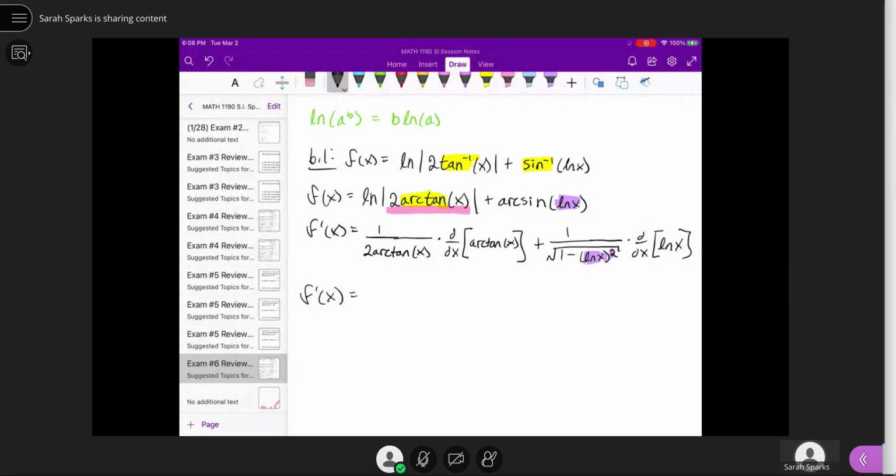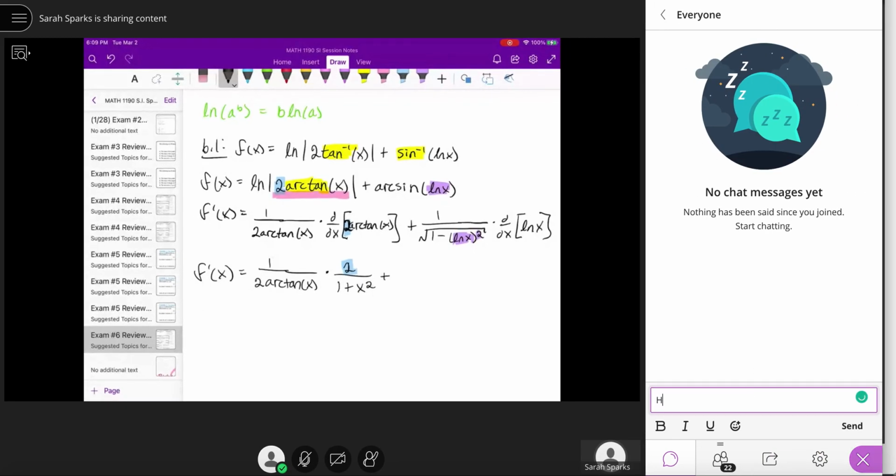So now we have to take the derivative of our arctangent, which is one of the easier ones to remember in my opinion. It's going to be 1 over 1 plus x squared. I also forgot this 2 right there for the arctangent, so that's my bad. Plus, we have to take the derivative of the natural log of x, which is just 1 over x. So we're going to have 1 over x times this 1 over root 1 minus natural log of x squared.